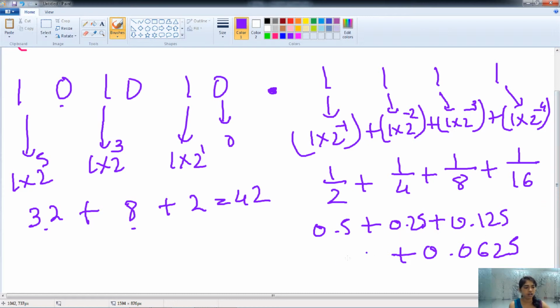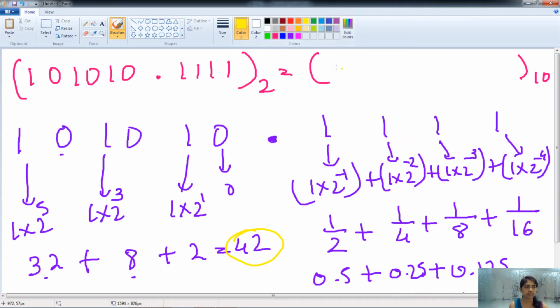Now, we will add all these numbers, so we would get 0.9375, and we have got an answer, that is 0.9375 and 42. Our answer will be 42.9375. So we will write that is 42.9375.